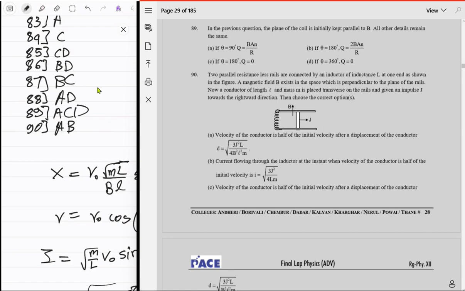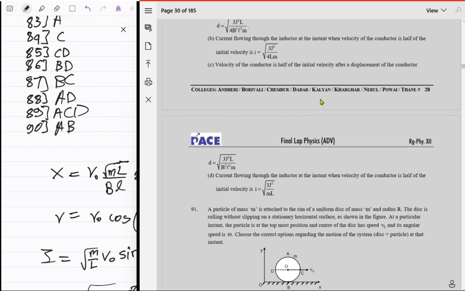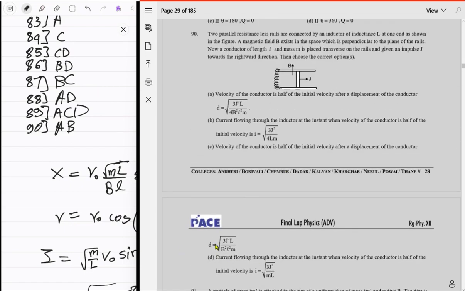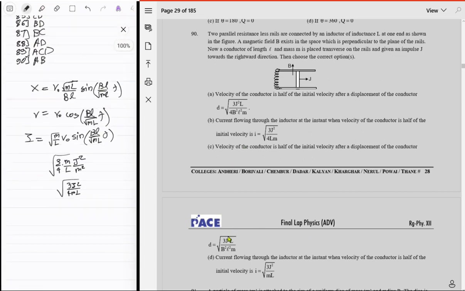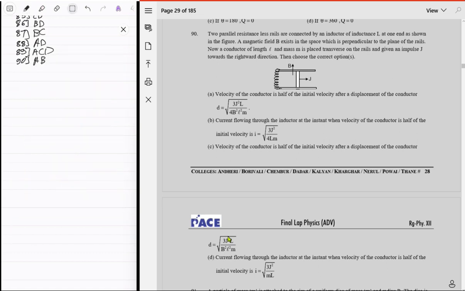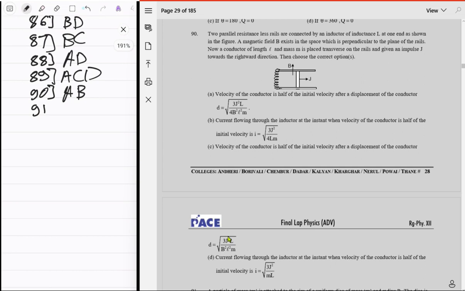Velocity of the conductor is half of the initial velocity after displacement of the conductor d equal to this. 4 is not there, so that's why it's not a thing. Current, once again same stuff. 4 is not given. This is it. This is our equation in that case. Okay, next question. Why think so much, this is our equation.